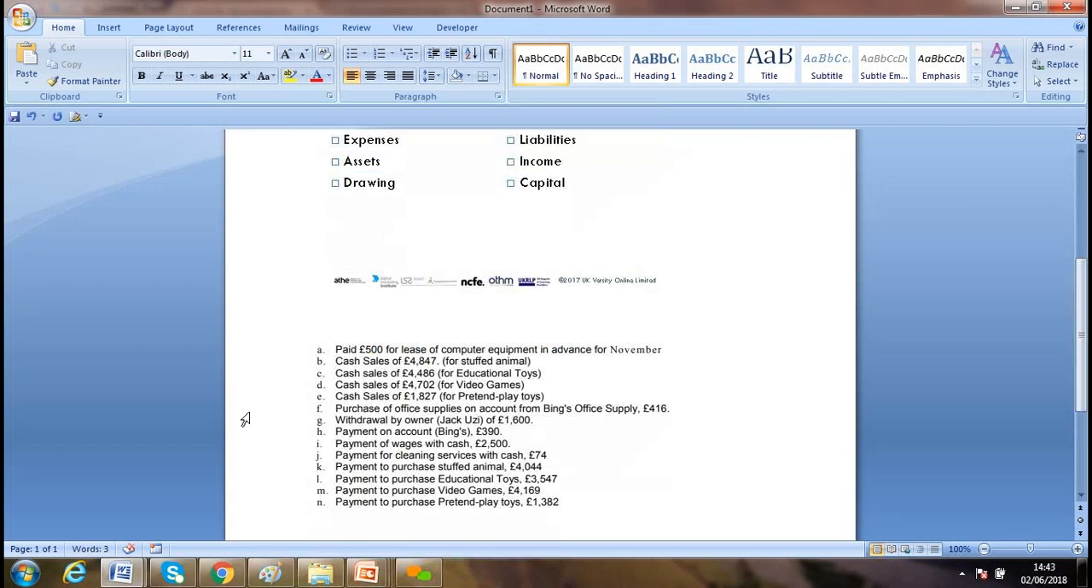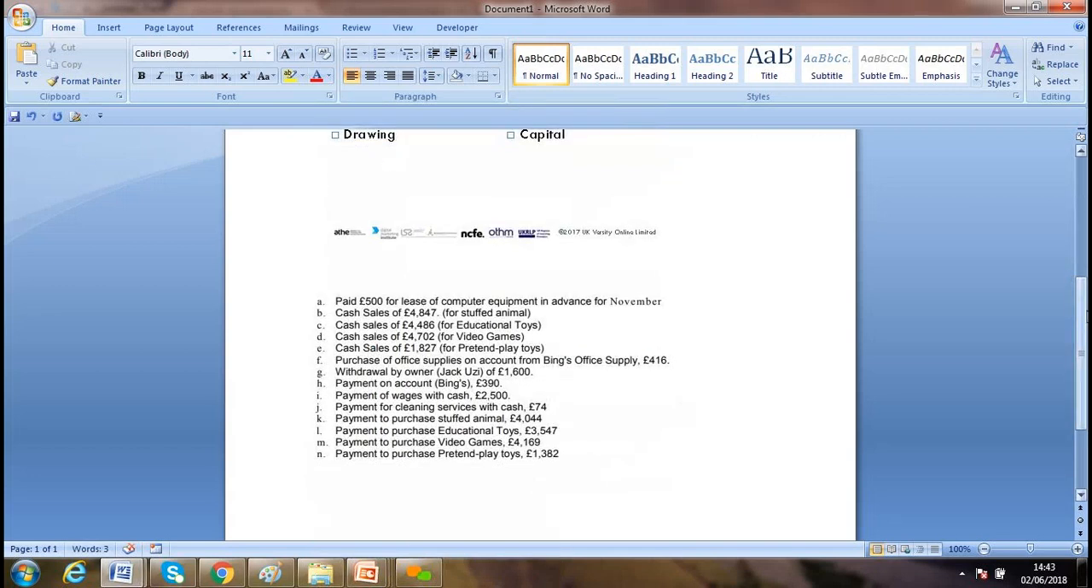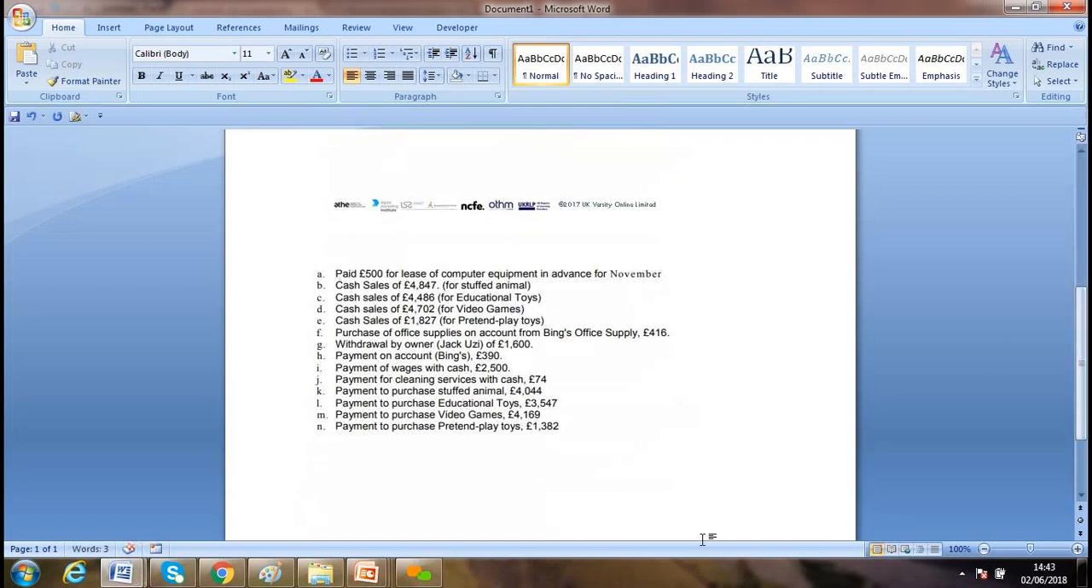Okay, first we'll do entries. Can we read the first one? Paid 500 for lease of computer equipment in advance. So we paid 500 to purchase computers, some advance payment, yes? So what will be debit, what will be credit? Computer equipment is the asset, yes? So computer equipment will be debit by 500.